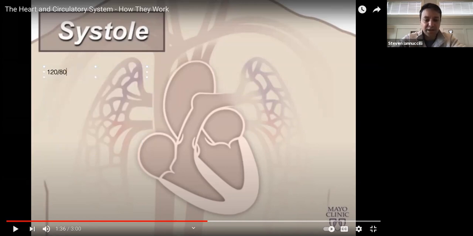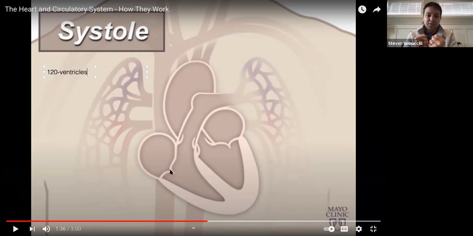So what does this 120 over 80 mean? The 120 is the pressure of the bottom of your heart, the ventricles, and the 80 is the amount of pressure for the atria of your heart. The bottom of your heart is always going to be the high number. The 120 is always going to be the ventricles, because that's where the most force is.